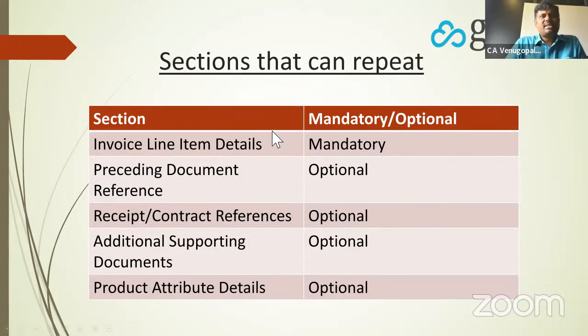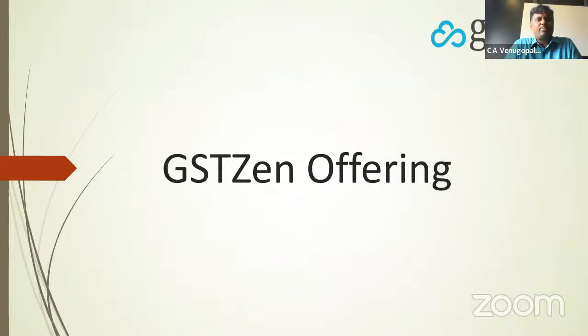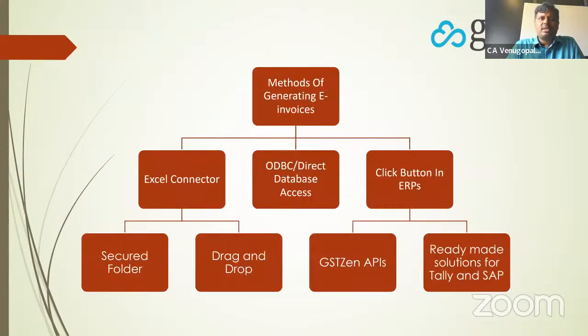These e-invoice have fields which are mandatory or optional. While doing data entry, I will show you what are mandatory and what are optional. We'll be seeing that information. Now, how can GSTZen help you in generating e-invoices?